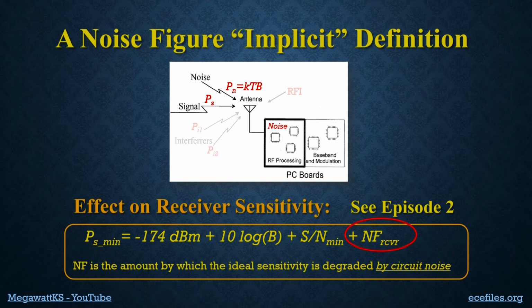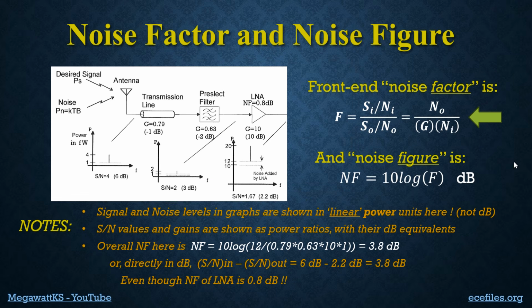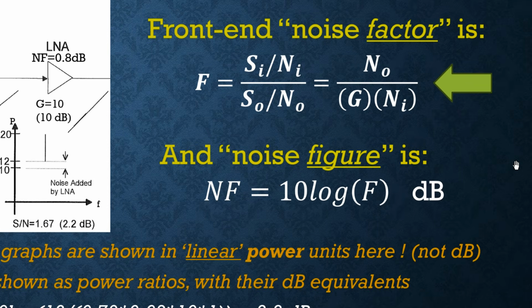So to review, there are a couple of equivalent definitions of noise figure. At the receiver system level, this equation down here at the bottom implicitly defines noise figure. And we said that it basically is the amount by which the sensitivity of the receiver is degraded. And this is all in decibels. So if you have a 3 dB noise figure, then the sensitivity of your receiver is going to be degraded by 3 dB.